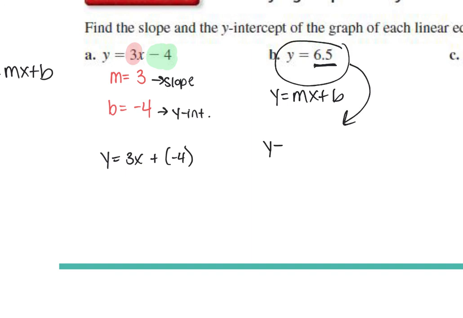So this is actually, circle it and write it down here. This is the same as y equals 0x plus 6.5. So now our m, just like Gabby said, is 0, and our b is what? 6.5.